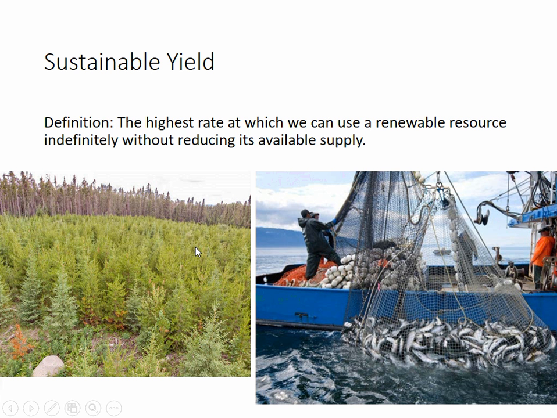One way we do this is by determining, through mathematical models, a sustainable yield. For example, how can we keep a forest ecosystem intact when we harvest trees? For every tree that we harvest, we can plant another, for example. How can we harvest fish from the ocean while ensuring those fish stocks are reproductively viable for future generations? Scientists have established what we call a sustainable yield, which is the highest rate at which we can use a renewable resource indefinitely without reducing its available supply.